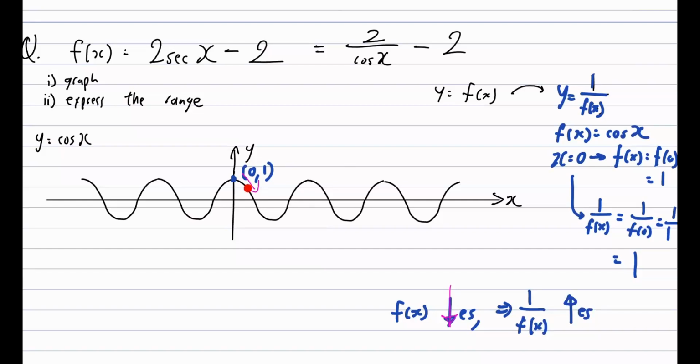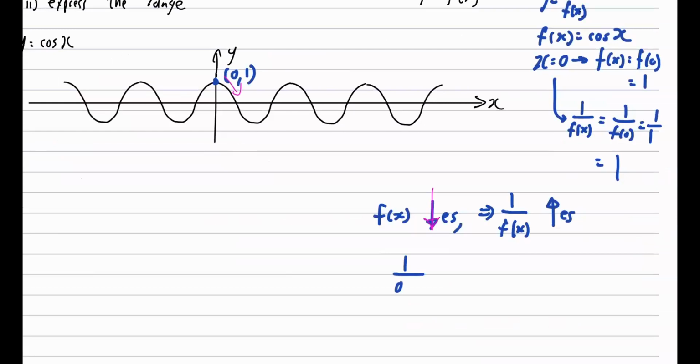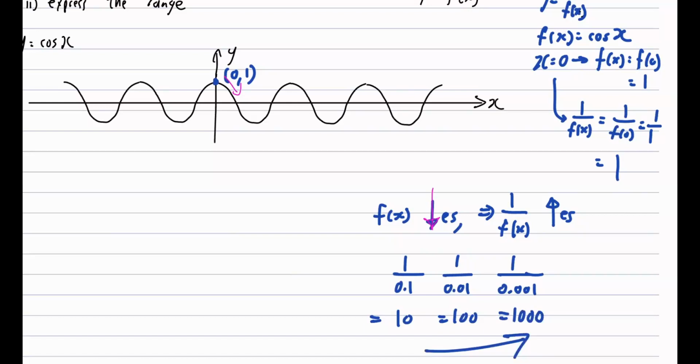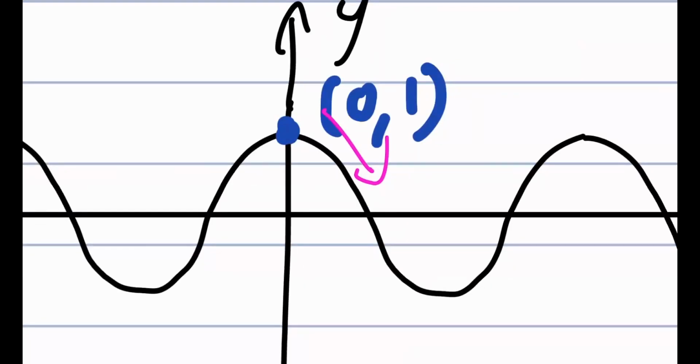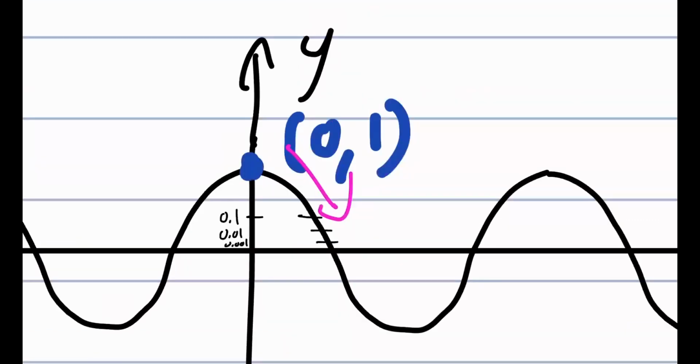But eventually f of x will get very, very close to 0. Like let's say it goes to 0.1, 0.01, 0.001. What happens when you take 1 over 0.1 versus 1 over 0.01 versus 1 over 0.001? This becomes 10, this becomes 100, this becomes 1000. What's happening? It's increasing, right? But f of x can go as small as you want, right? This could be 0.1, this could be 0.01, this could be 0.001. It can get closer and closer towards 0.